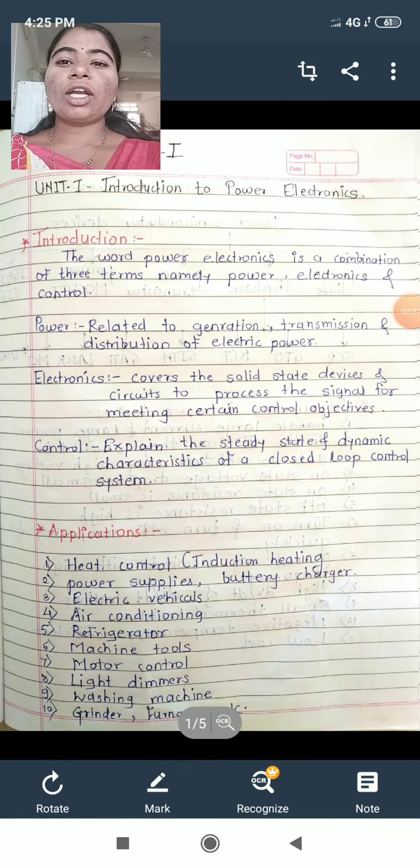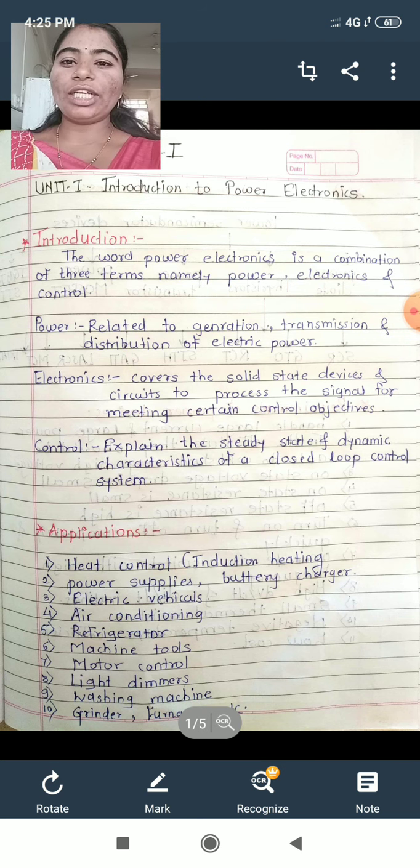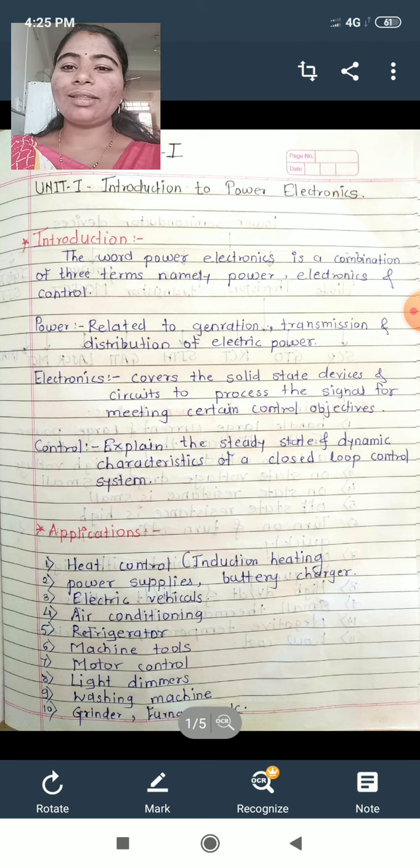Hello guys, today we learn power electronics, and in power electronics the first unit is introduction to power electronics. Now see the introduction. Before studying power electronics, what is power electronics? Power electronics is nothing but the combination of three terms, namely power, electronics and control.